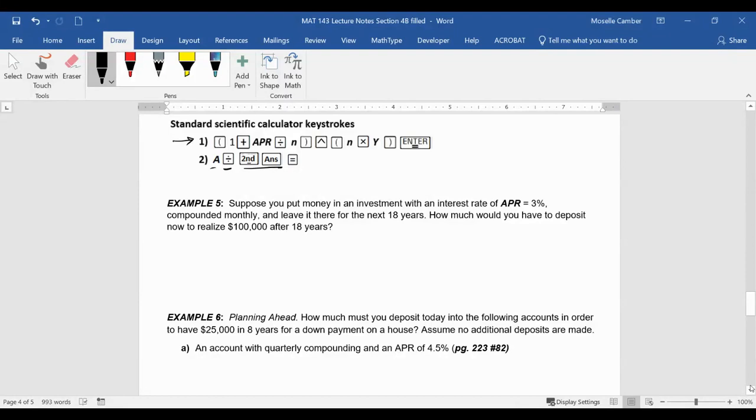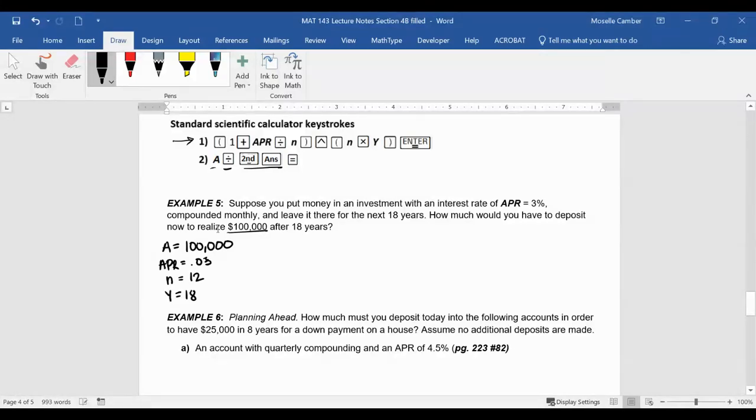So suppose you put money in an investment with an interest rate of APR equals 3% compounded monthly, and you leave it there for the next 18 years, meaning you're not going to put more money in. You're just going to put that single deposit, which tells us we can use the equations we have. How much would you have to deposit now to realize $100,000 after 18 years? So in this case, you want to have $100,000 at the end, so we have A instead of P. But we still have an APR of 3%, so our APR is 0.03, compounded monthly, so our n is 12, and we're letting it sit for 18 years, so our y is 18.